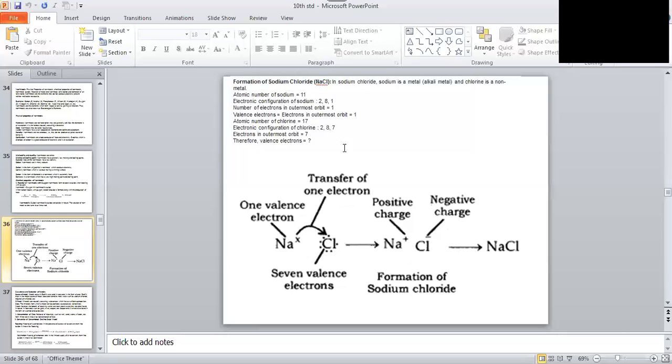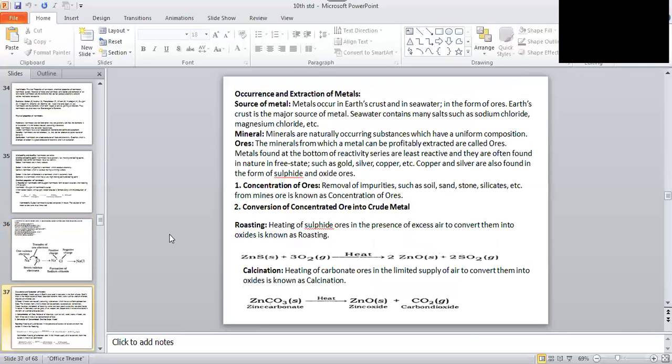Chlorine consists of 7 electrons in the outer orbit. To complete the octet, it requires one electron. So one electron is taken from sodium, and it forms the negative ion, that is called an anion. So sodium positive and chloride negative ion combine and form NaCl, that is the formation of sodium chloride.